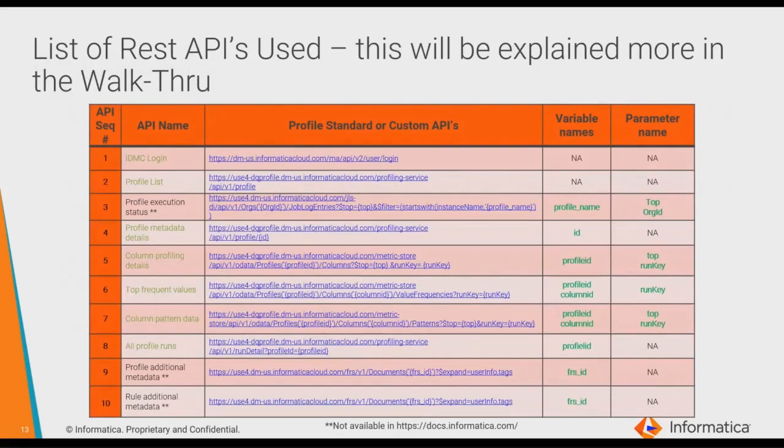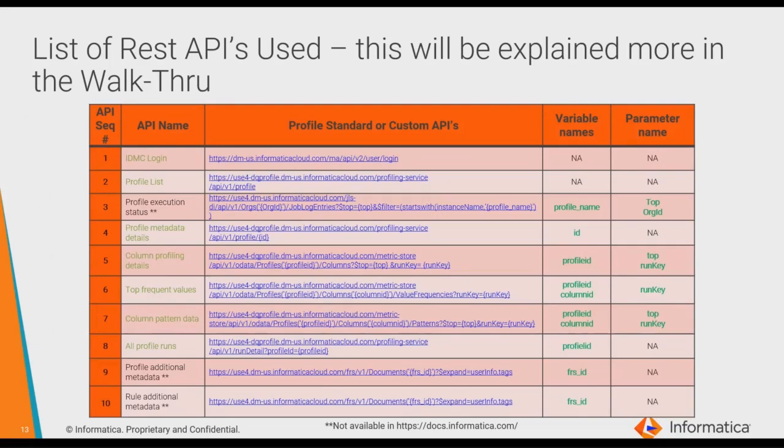So these are the list of APIs. I will explain each one of them. These are the APIs that we have used for different purposes to extract data from your Informatica Cloud Data Profile Warehouse. All these APIs are to be called in a sequence, because the response from the previous API is used in the next API. So it has to be called in the sequence which is mentioned.